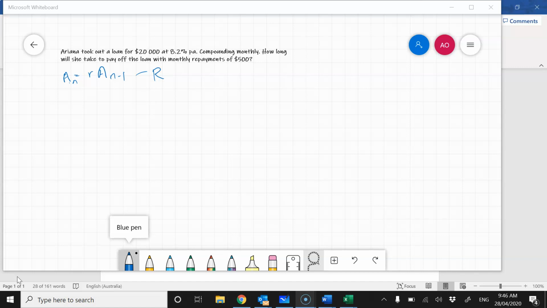So this time we don't have time again, and logs are not going to solve our problem. So this time the only way to do it is recurring equations or calculations, and we're going to do those in a spreadsheet. So how long will she take to pay off the loan with monthly repayments of $500? So we do need to use our recurrence relationship.